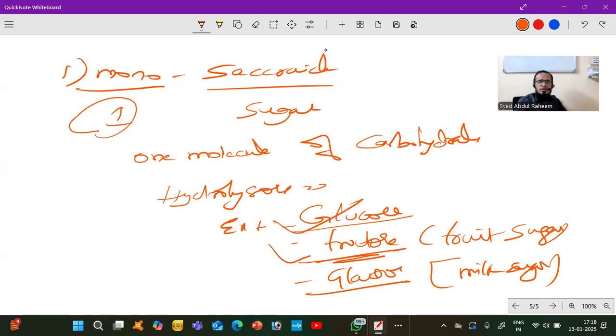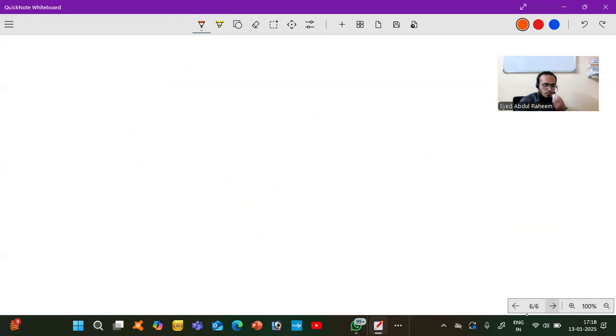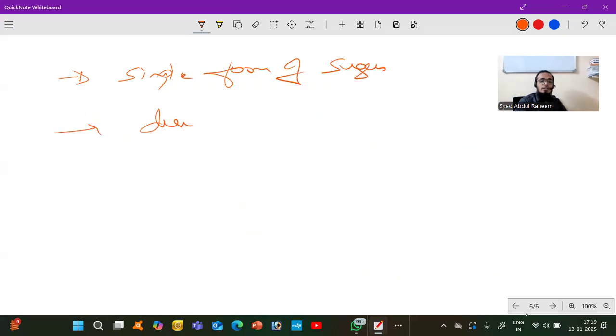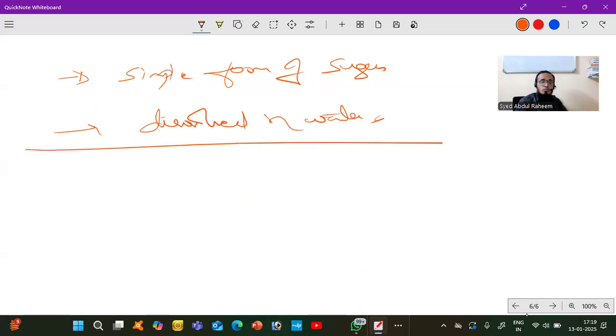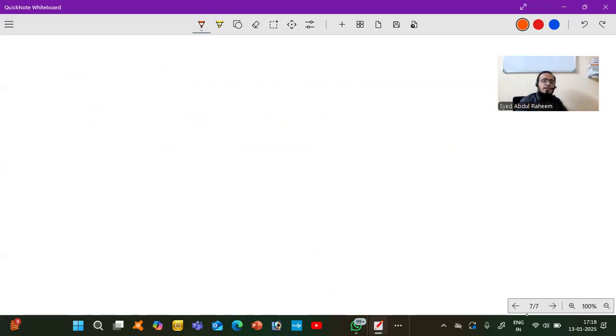So glucose, fructose, galactose are all monosaccharides. Mono means single sugar. This is very important. It is a simple form of sugar and it is easily dissolved in water. So this is about monosaccharides.